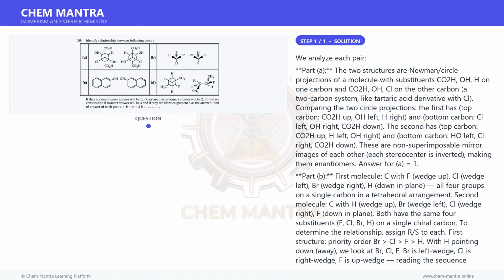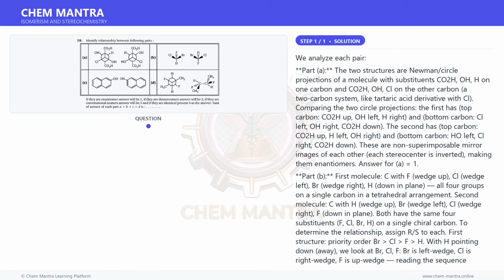The two structures are Newman projections of a molecule with substituents CO2H, or H on one carbon and CO2H, or Cl on the other carbon, a two-carbon system, like a tartaric acid derivative with Cl. Comparing the two Newman projections, the first has top carbon, CO2H up or left, H right, and bottom carbon, Cl left or right, CO2H down.